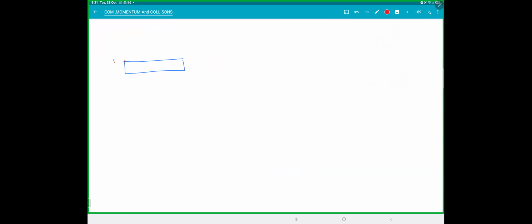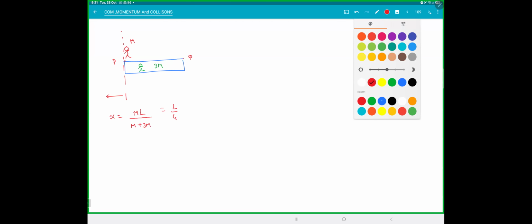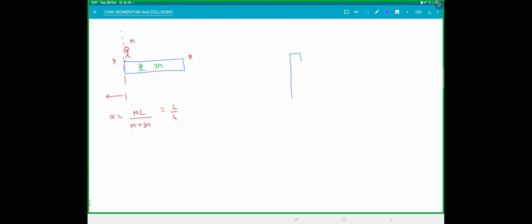When A is walking from P to Q, this is mass m. So basically, I'm including B with the plank only. So B and the plank are together, that is mass 3m. So when this guy walks forward, the plank will come back by X. And this result I already know, which is mL by m plus M. So that will be mL by m plus 3m. Means the plank will go L by 4 backward because A is walking. Then I will take the plank like this.